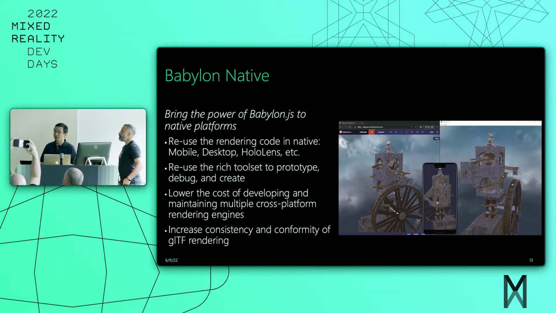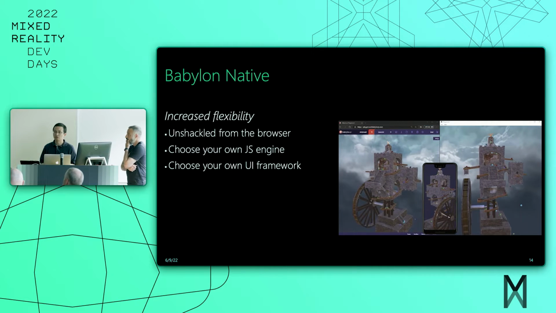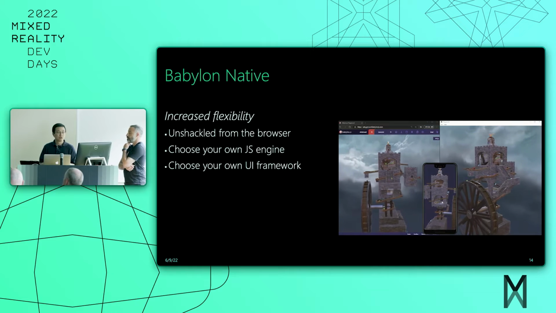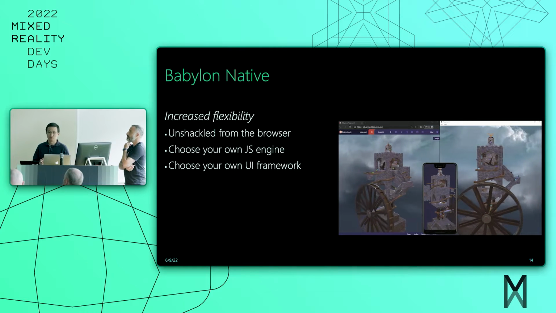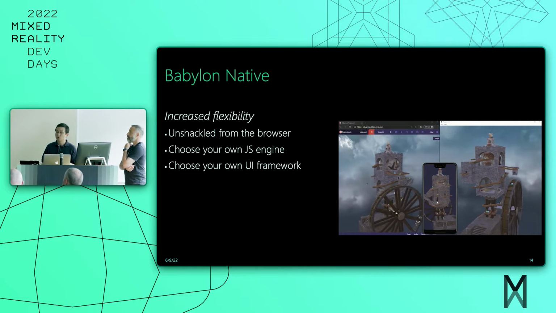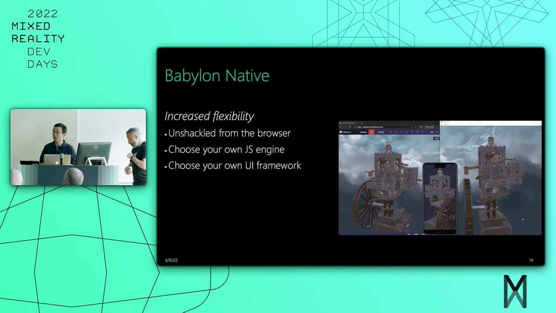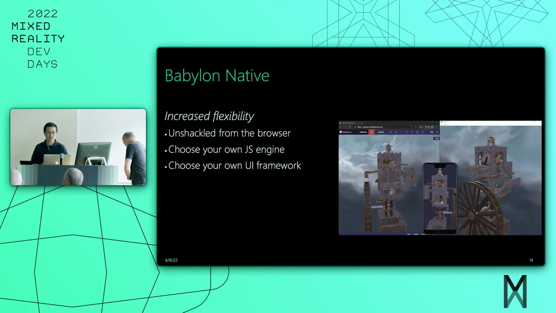Furthermore, Babylon Native is about flexibility. We're no longer bound to the confines of a browser. We're free to choose any JS engine you want to use and any UI framework we want. We also try to make the library as flexible as possible so that we can integrate with almost anything.